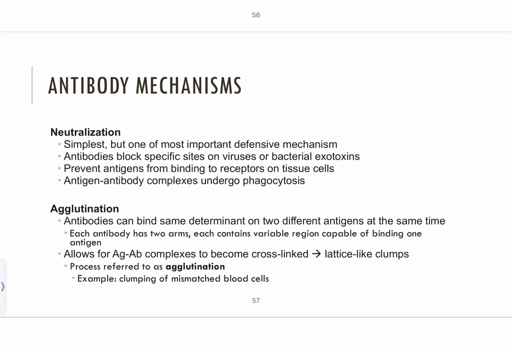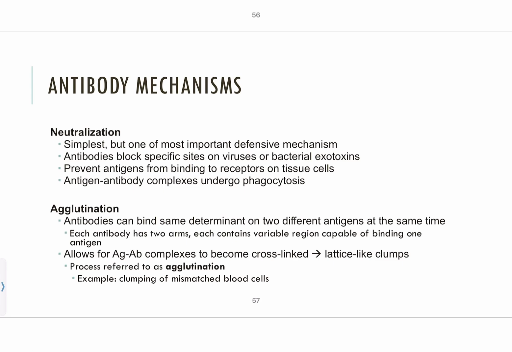So one of the simplest and most effective ways is going to be neutralization, where the antibodies are going to go and block harmful parts of the viruses or bacterial toxins and prevent them from attaching to and damaging our own body cells. And then these antigen antibody complexes are then easily going to be removed by phagocytosis.